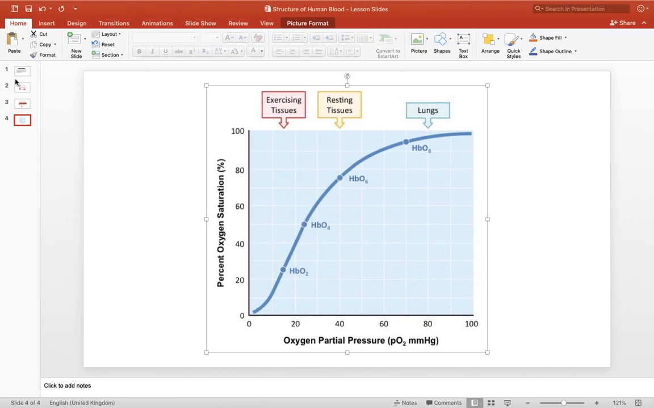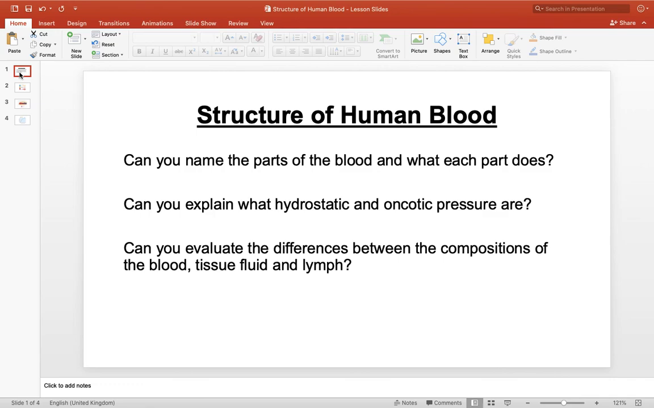So, hopefully by now you can tell me the parts of the blood and what they do. You can explain what hydrostatic and oncotic pressure are, and you can evaluate the differences between the blood, tissue fluid, and lymph.